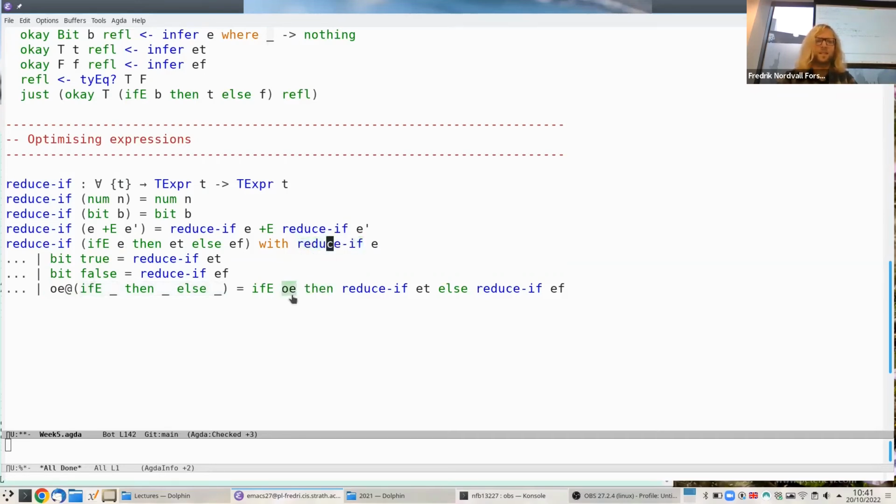Now there is a classic way to get into a fight with the termination checker, because you can also regroup. Because we're doing an if on the result of an if.